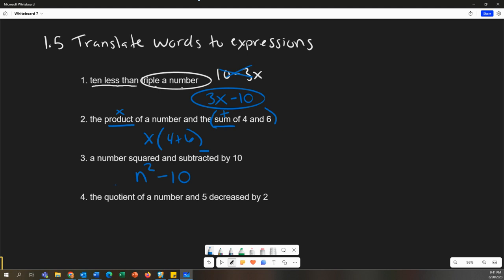The quotient. Quotient is division of a number and 5. Decreased, what would that be? Subtraction by 2. Now, in Algebra 1, typically quotient, rather than using this lovely division sign, we're actually going to write it as a fraction. So the quotient of a number and 5 decreased by 2. And there is putting expressions into symbols, words into symbols.